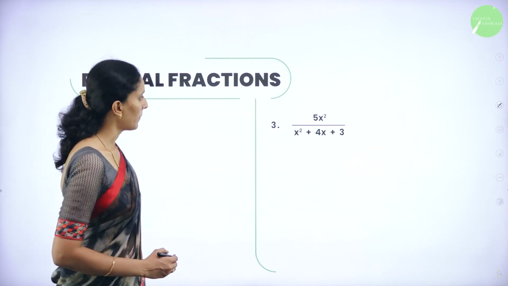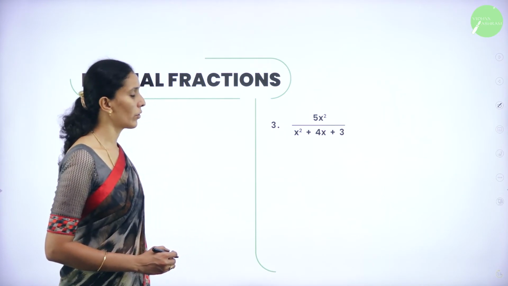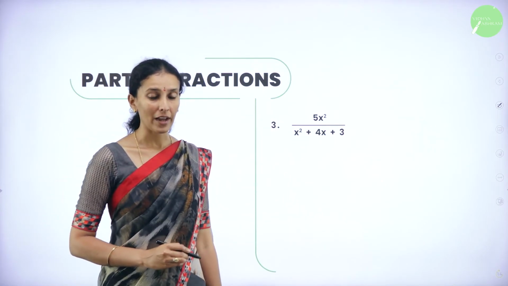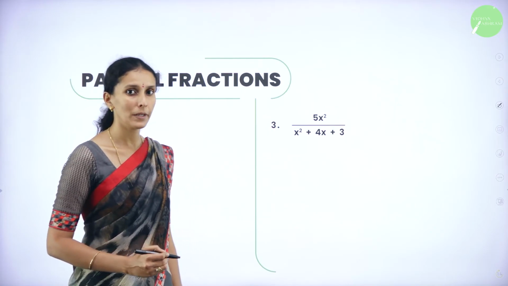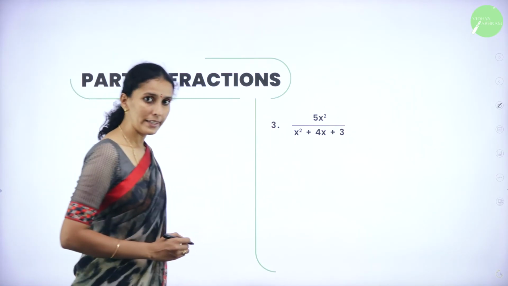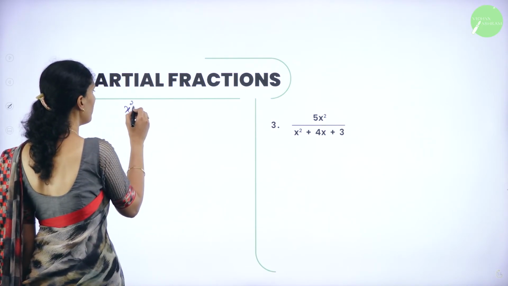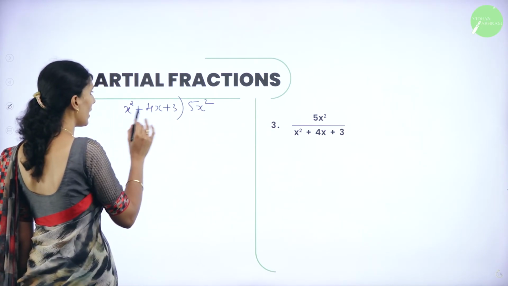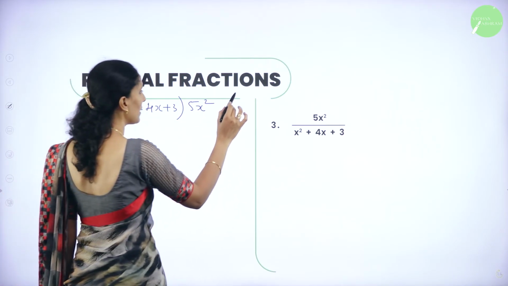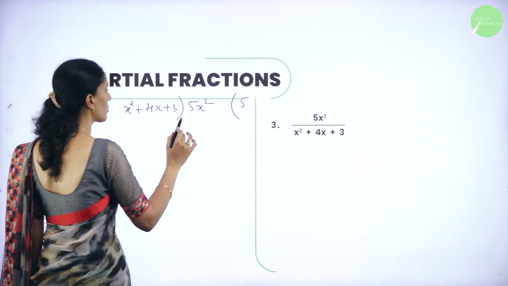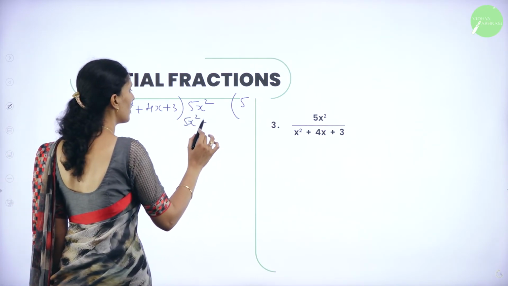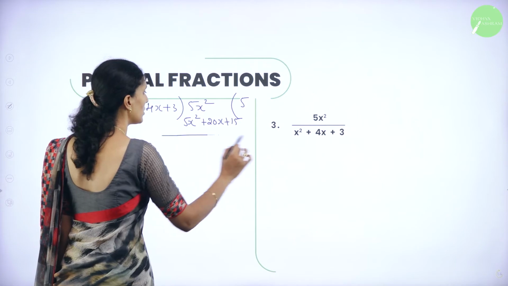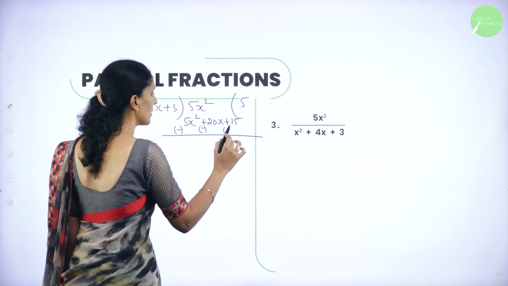Next we'll take one more example, 5x square divided by x square plus 4x plus 3. So here the degree is 2, here also the degree is 2, clearly improper fraction. Now we will express it as a sum of polynomial and proper fraction. So how to do it? Again divide it. So divide from x square plus 4x plus 3, 5x square. Now you have x square here but 5. So multiply 5. So what happens? 5 into x square, 5x square plus 5 4s are 20x. Again plus 5 3s are 15. Change the sign. Minus, minus, minus.